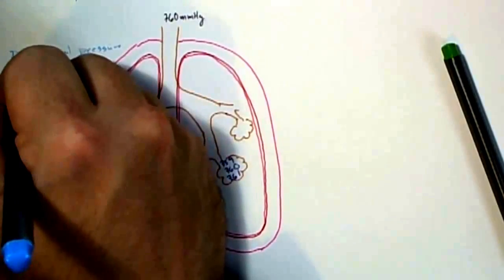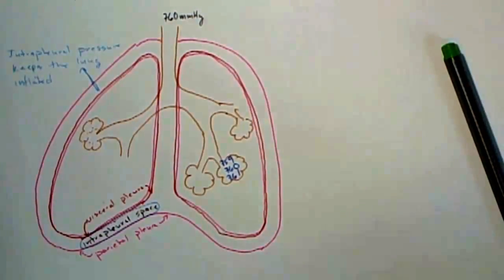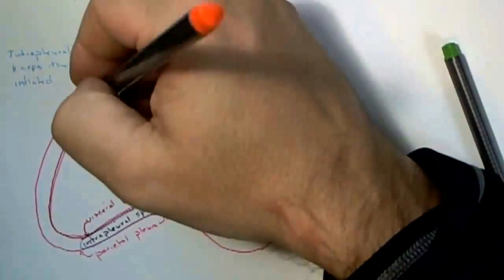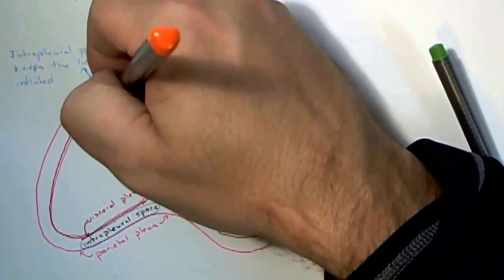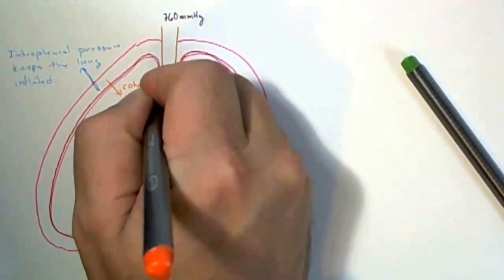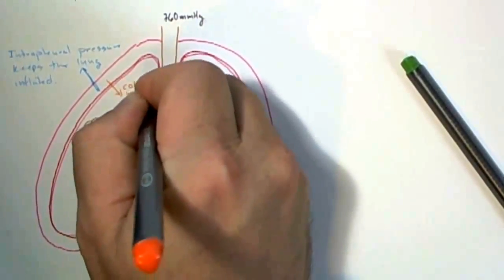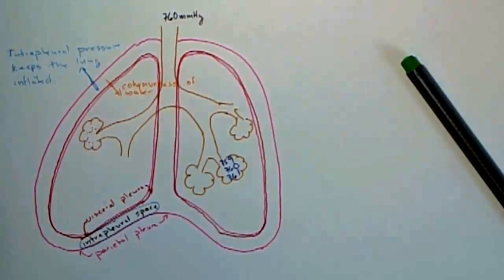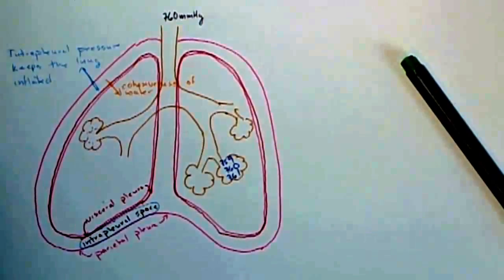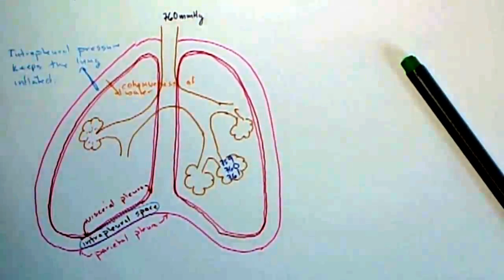Helps keep the lung inflated, because there are two pressures that are trying to collapse the lung. One is the cohesiveness of water in the alveoli. So the alveoli are lined with water, and that water wants to form into drops, and that tends to cause the alveoli to want to collapse.